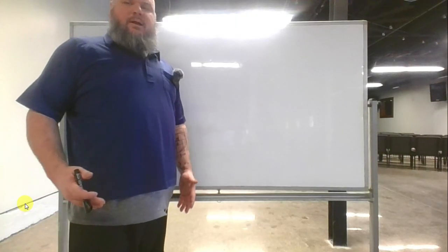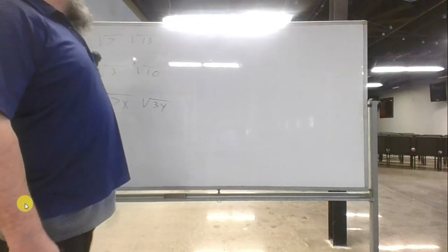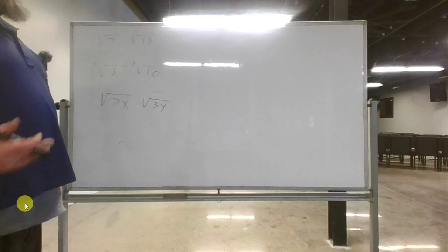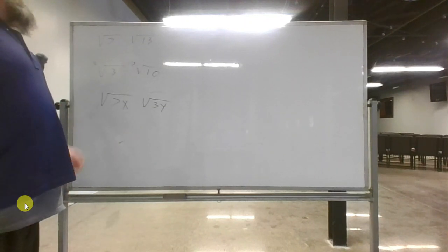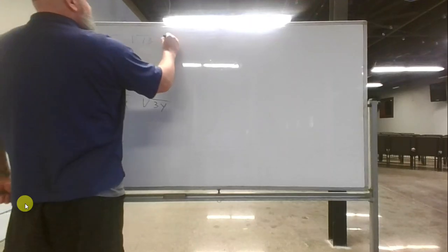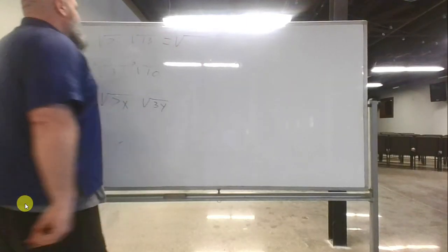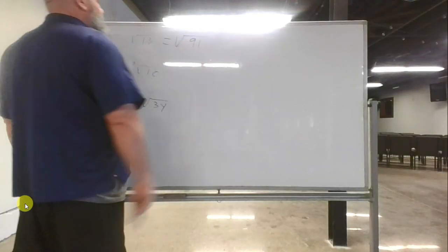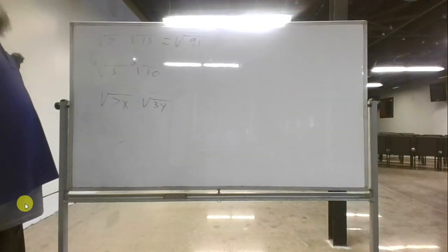So let's start off multiplying with radicals. Well, as long as your base is the same, you just multiply the content. So we have the square root of 7 times the square root of 13. Where they're both square roots, we're going to keep it square root. And 7 times 13 is 91. So you get square root 91. Pretty simple.